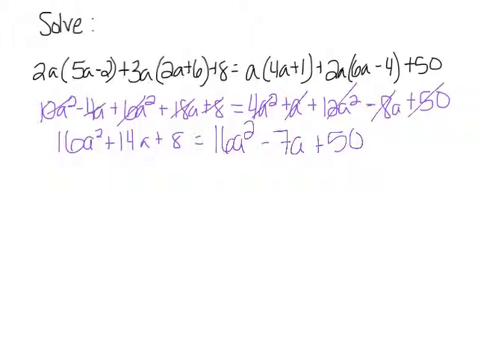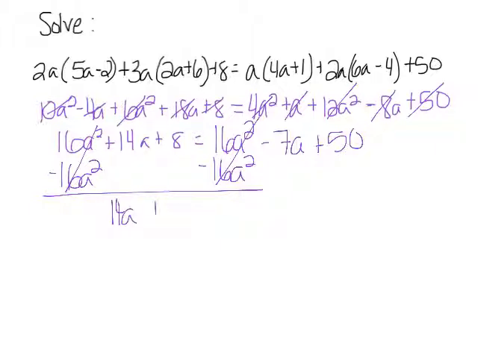And now I'm going to just move my terms so that I can get a. So my a squared cancels out. So I'm left with 14a plus 8 equals a negative 7a plus 50. And remember, at this point, it does not matter which a's you move or if you move the constants first. It's all going to work out.